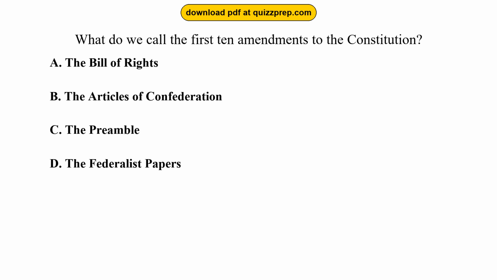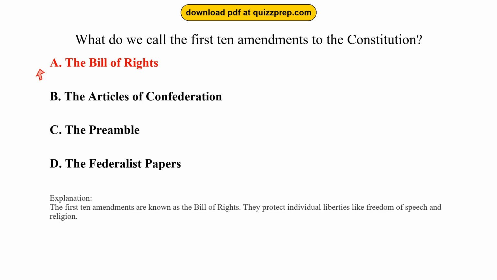Question 10. What do we call the first 10 amendments to the Constitution? Option A. The Bill of Rights. Option B. The Articles of Confederation. Option C. The Preamble. Option D. The Federalist Papers. The correct answer is option A, the Bill of Rights. The first 10 amendments are known as the Bill of Rights. They protect individual liberties like freedom of speech and religion.